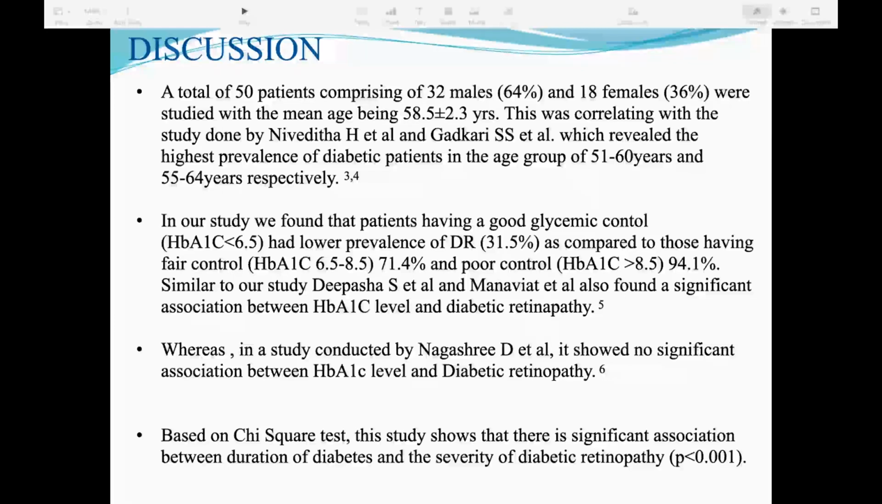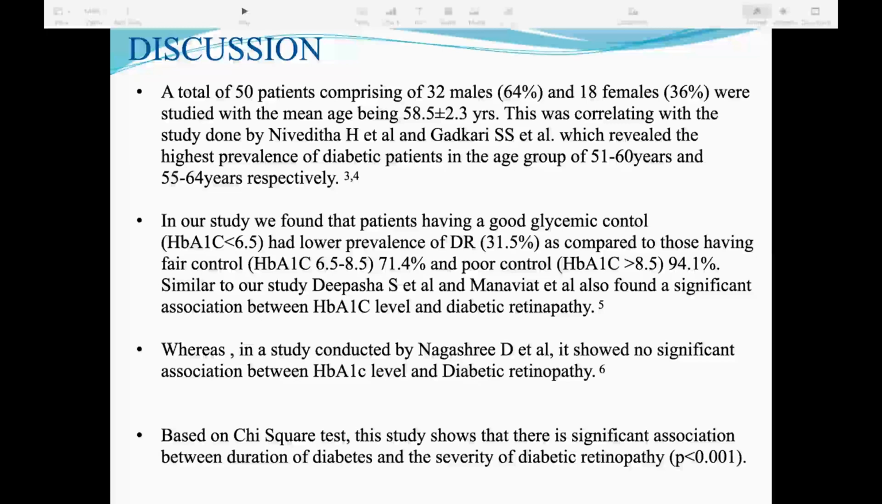This correlates with a study done by Nivedita H. et al. and Gadkari S.S. et al., which revealed the highest prevalence of diabetic patients in the age group of 51 to 60 years and 55 to 64 years respectively. In our study, patients having good glycemic control, that is HbA1c less than 6.5, had a lower prevalence of diabetic retinopathy at 31.5% as compared to those having fair control with HbA1c from 6.5 to 8.5 at 71.4% and poor control with HbA1c more than 8.5 at 94.1% prevalence of diabetic retinopathy.